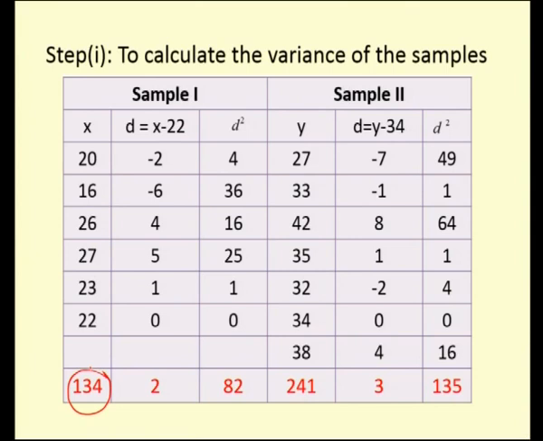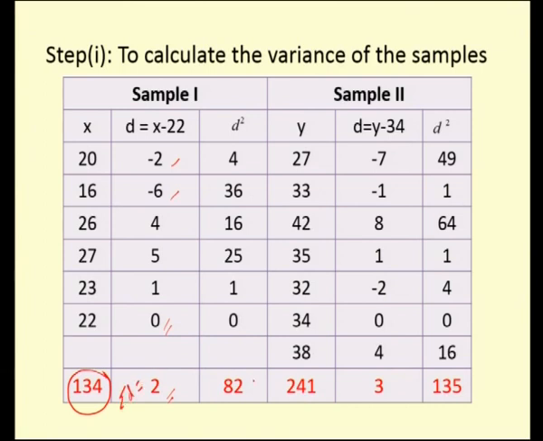Now, I would like to take the deviation about 22. When I take the deviation about 22, my d is minus 2, that is 20 minus 22 gives you minus 2, 16 minus 22 gives you minus 6. Proceeding in a similar manner, you fill in the column, and you will get the total as 2 for summation of d.